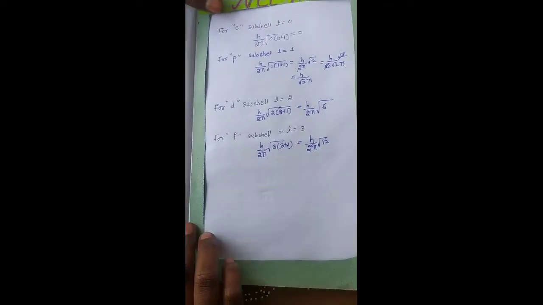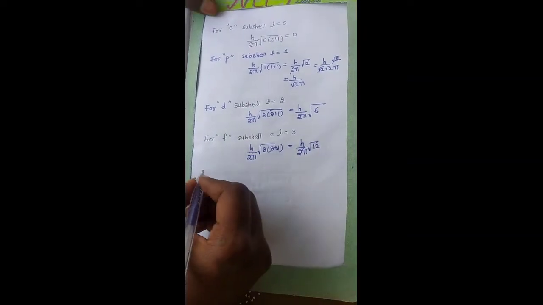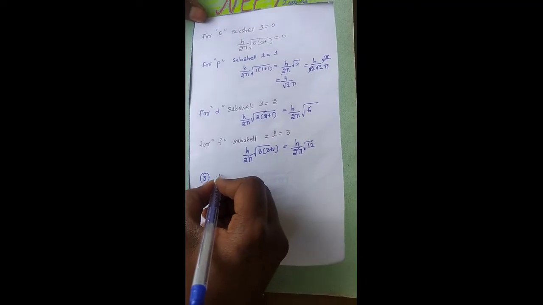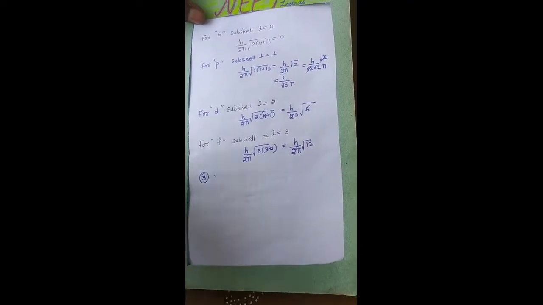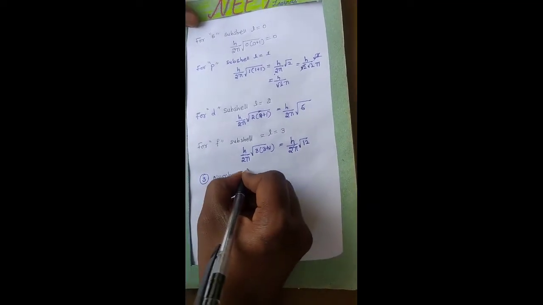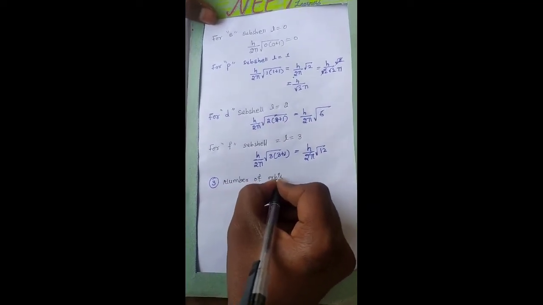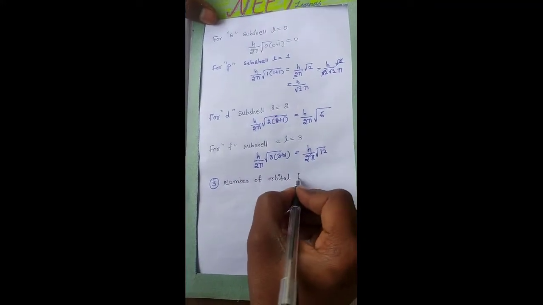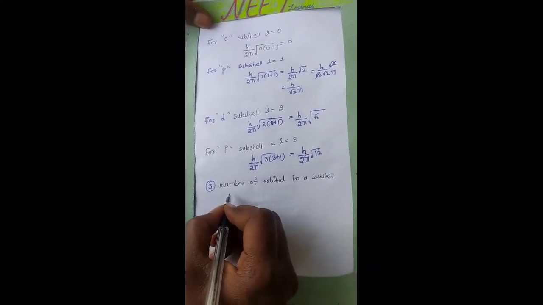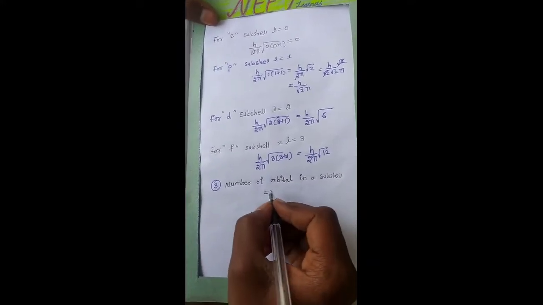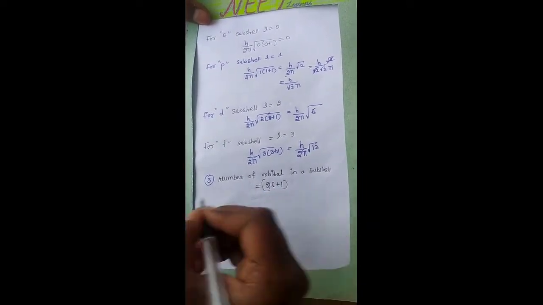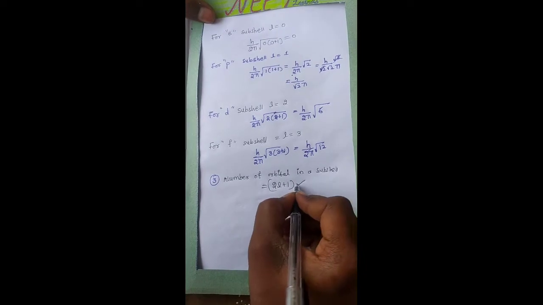And next we are moving to the third one. The third important one is the number of orbitals in a subshell. What, students? The number of orbitals in a subshell. The formula is 2L plus 1. What, students? 2L plus 1. Remember this formula.